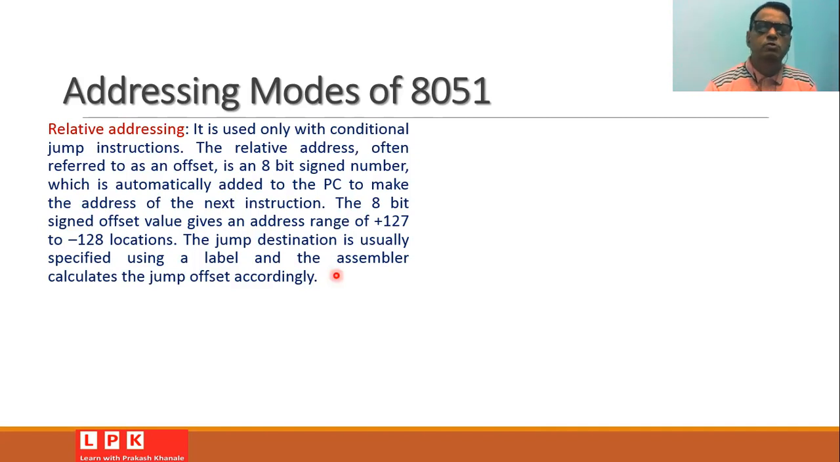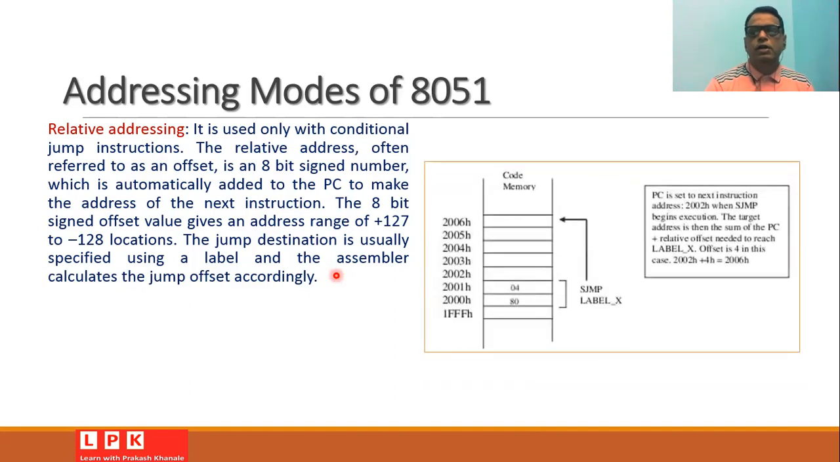Whenever we make use of conditional jump statements in an assembly language program for 8051, you will find that normally we use a label such as X or LOOP, and then we jump to the particular instruction that is located at that label. The assembler will automatically calculate the relative address, and then the jump will take place. For example, suppose our PC is set to the next instruction, 2002. So this is the location where the PC is set.